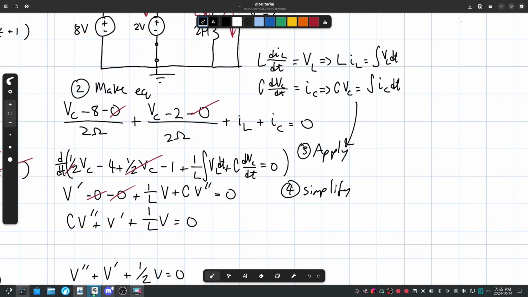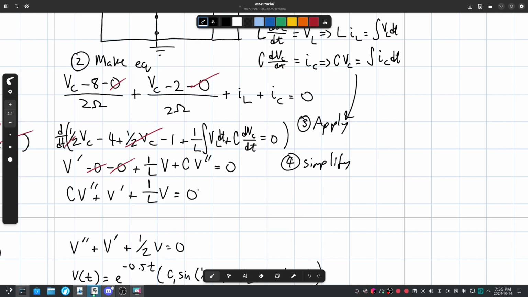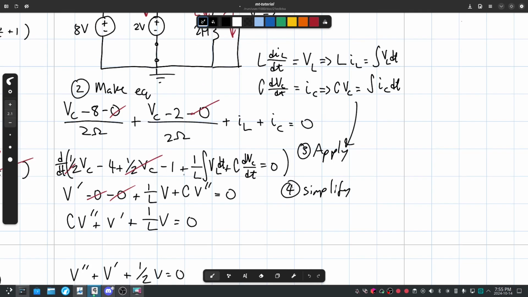Because of the resistor, that produced our V prime. The thing is, we had two of them. If you look here, we had half of VC and we had another half of VC. You add them together, it makes one VC.